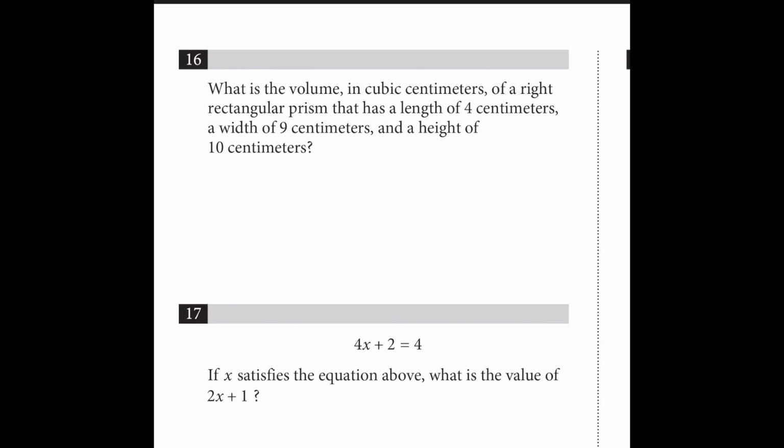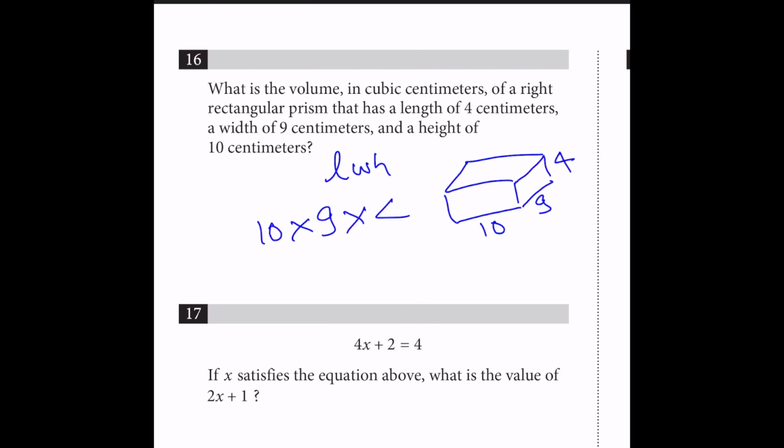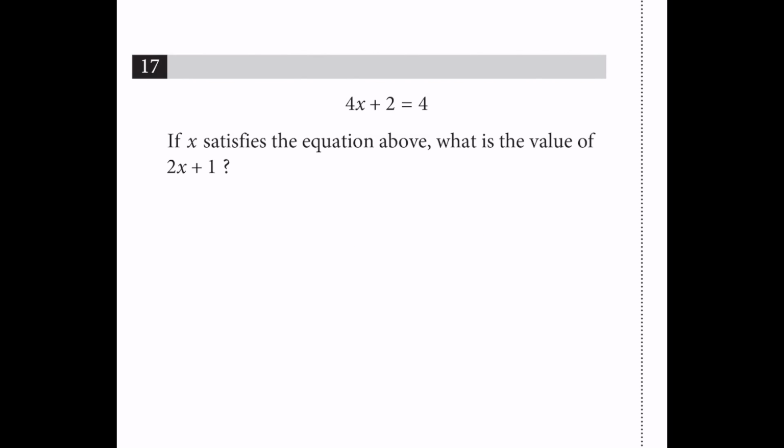For question 16, you just need to remember that the volume of a rectangular prism is length times width times height. And if you were to visualize that, it's something like this. And our values that are given are 10, 9, and 4. So our volume is 10 times 9 times 4, which is 360. So your answer is 360.